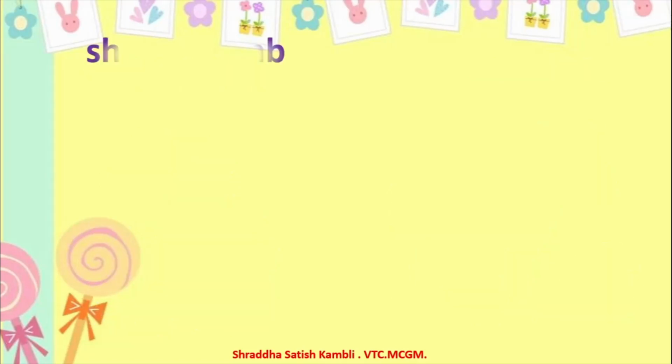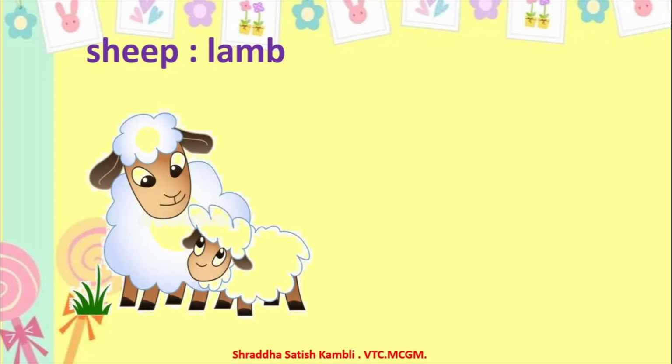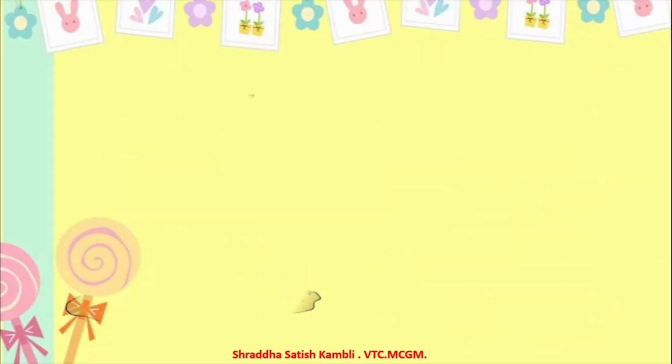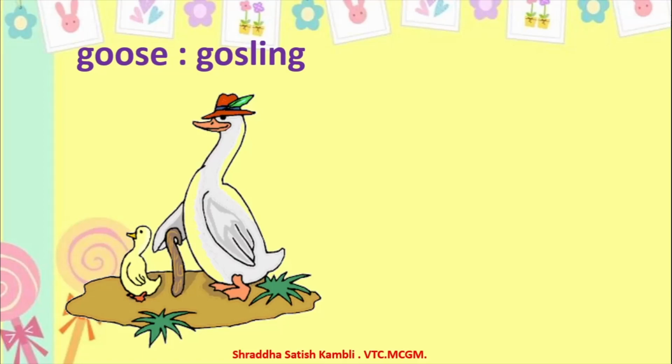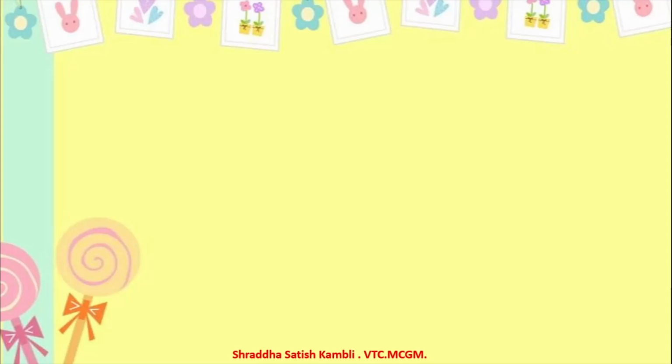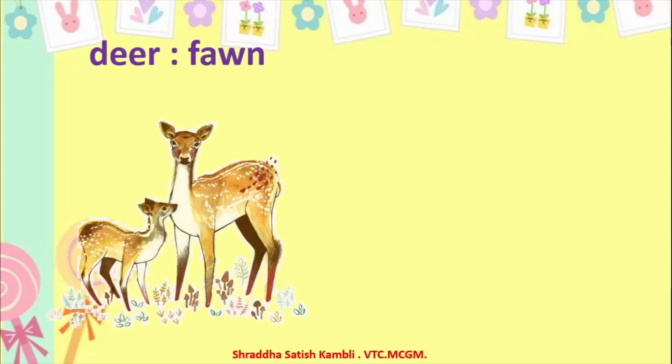Okay? And then we have the sheep whose baby is called as the lamb. So, let's look at the next animal. Then we have the duck whose baby is called as the duckling. And then we have the goose whose baby is called as the gosling. And the lion whose baby is called as the cub. Okay? The deer, the young one of the deer is called the fawn, F-A-W-N, fawn.